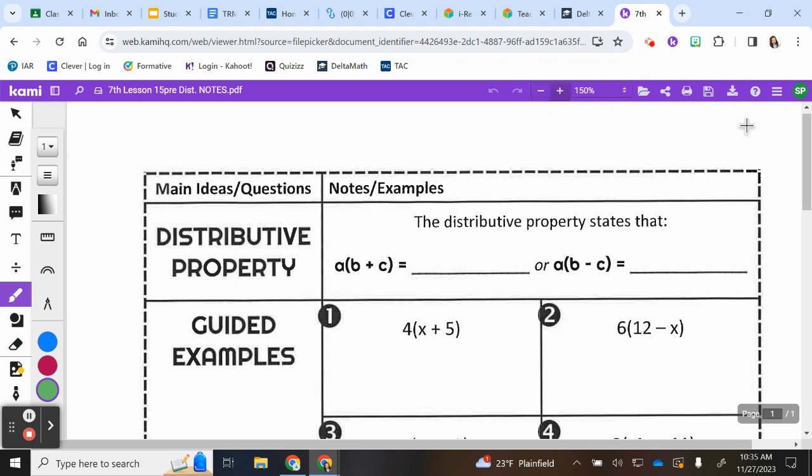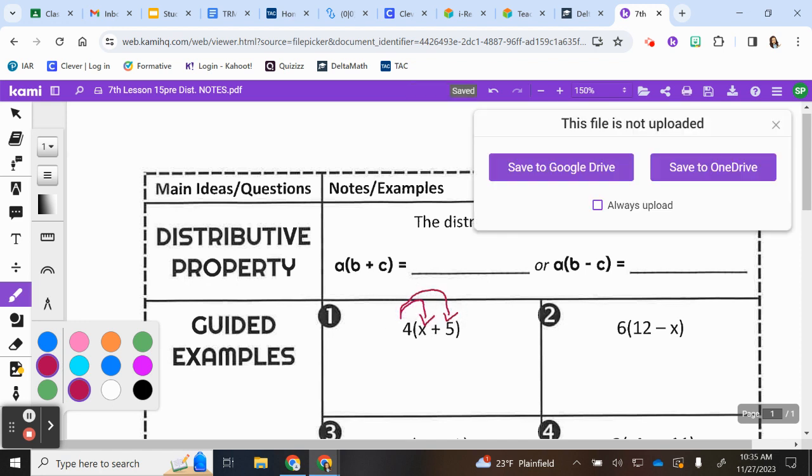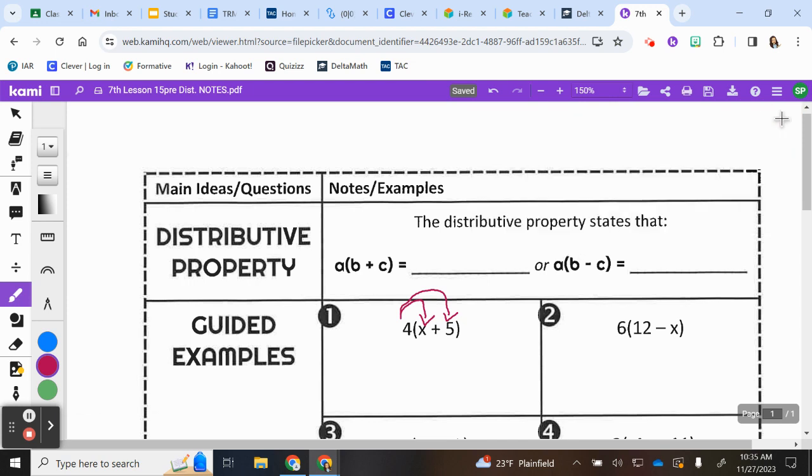Okay, so the distributive property says you take the number on the outside of the parentheses. So in number 1 would be the 4, and you multiply it by the x. Then you also have to multiply the 4 by the 5. So you're doing 2 multiplication problems. So 4 times x, that's the easy part, that's just 4x, plus 4 times 5 is 20. So your answer is 4x plus 20.